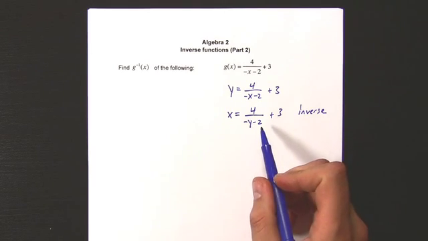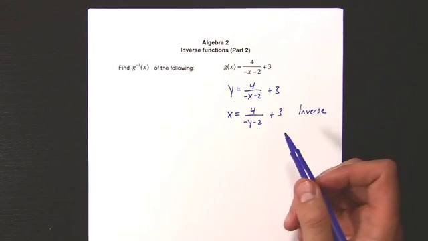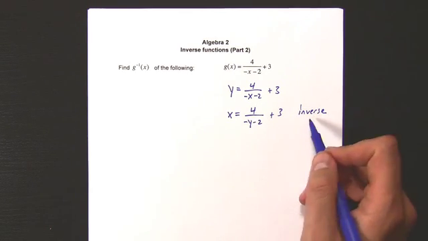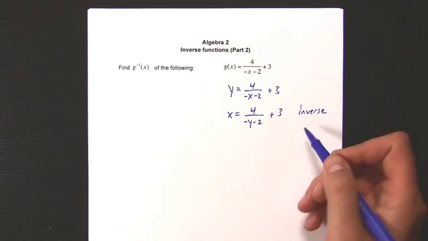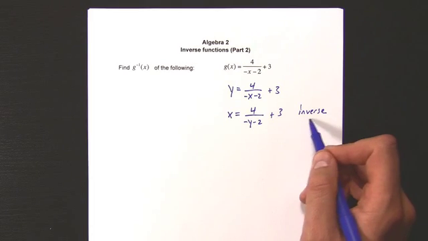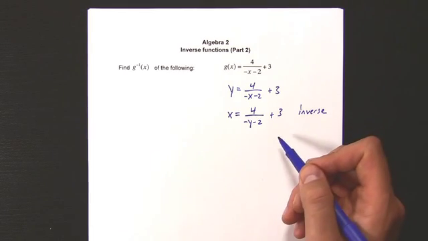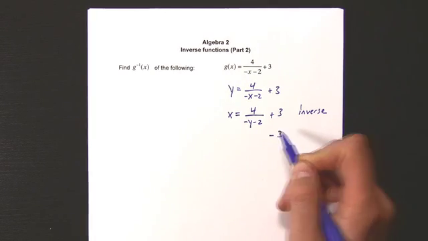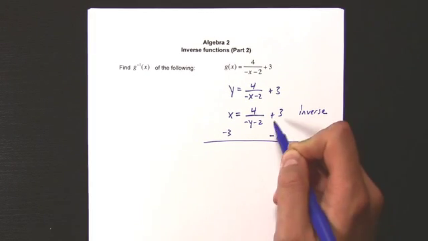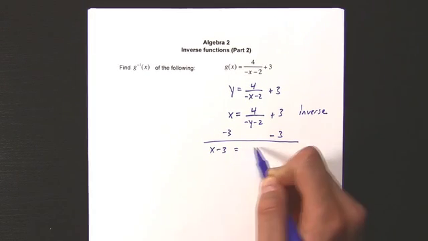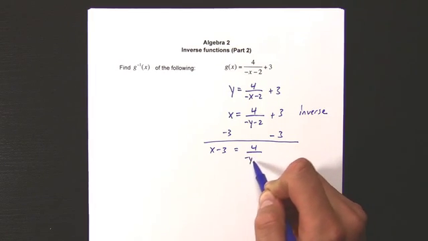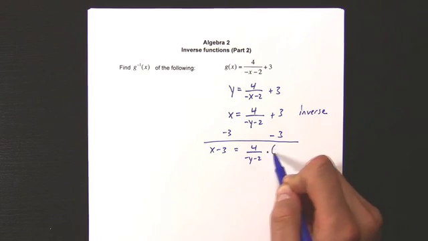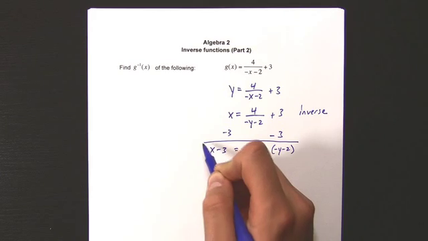Okay, so my goal is to solve for y, and some people prefer to make this y prime in order to keep track of the fact that we're dealing with the inverse, but I know that I'm solving for the inverse because I wrote it down right here, and that helps me keep track. So now we just do a little bit of simplification. First move, subtract 3 from both sides. So now on this side I have x minus 3. This is equal to 4 over negative y minus 2. All right, my next move is to multiply both sides by negative y minus 2.